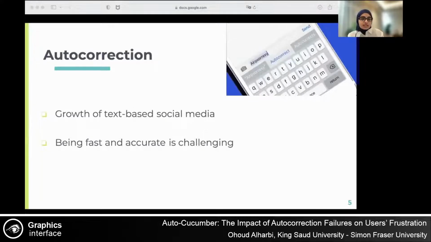Due to the growth of text-based social media, such as Facebook posts, tweets, and group messages, texting is the main way of communication these days. Many users rely on the autocorrect feature to accelerate text input. However, being fast and accurate can be challenging on a touchscreen due to compounding issues such as misspelling, wrong touch location, or a missing character or space.